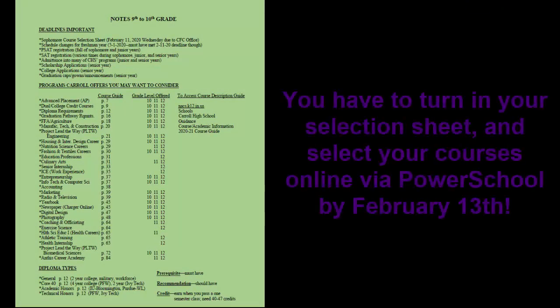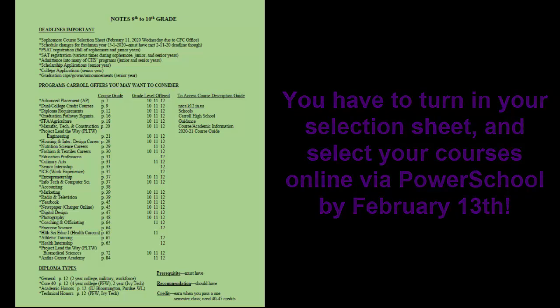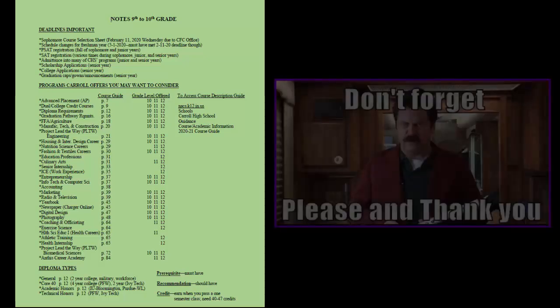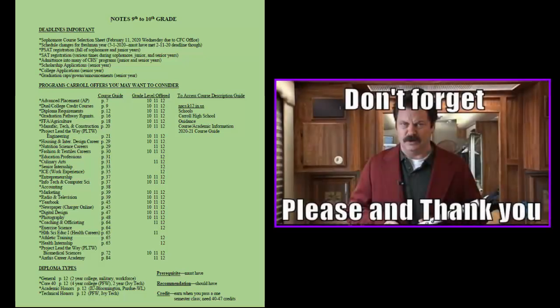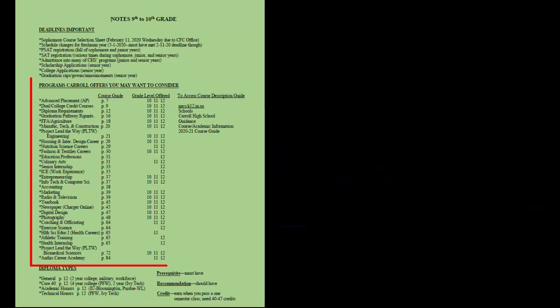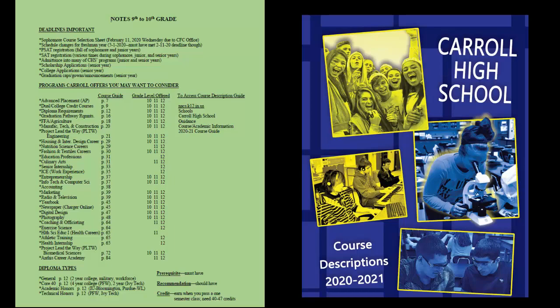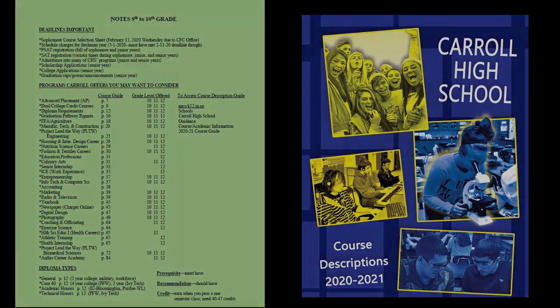Look at your handout titled Notes 9th to 10th grade. You have a deadline to turn in your course selection sheet and to go into Power School to make your course selections online. Your counselors encourage you to be timely and not wait until the bitter end when you have a deadline. Take care of your responsibilities early rather than late. Next, on this handout, you see a brief summary of many, not all, of Carol's programs. We encourage you to look in your course description guide online to learn about more of these opportunities.